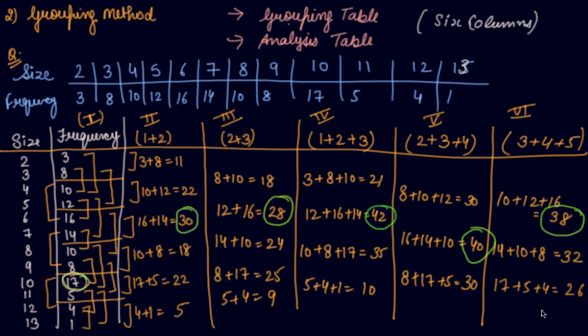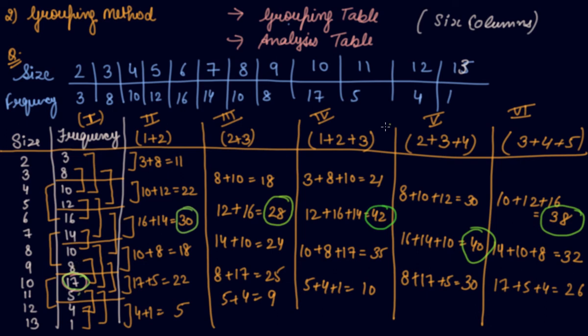I hope you have understood this grouping table first. In the first column, we will mark the highest frequency. For the second column, in order to find the highest frequency, we add the first plus second frequency, and then keep on adding 2 frequencies after that. In the third column, we start from the second frequency, second plus third frequency, and we keep on adding 2 frequencies after that.